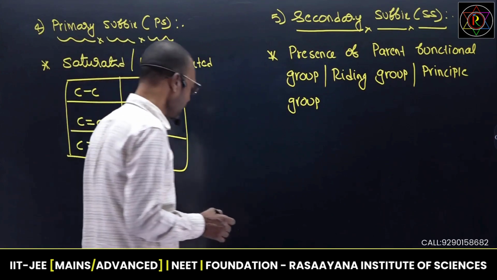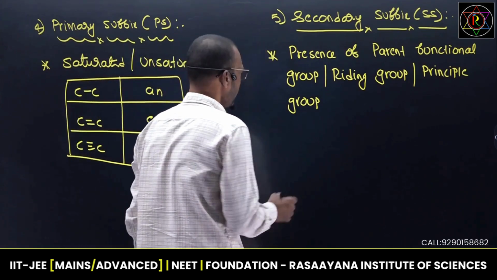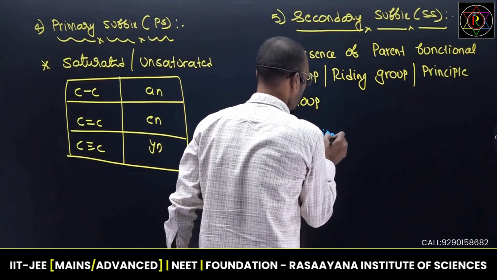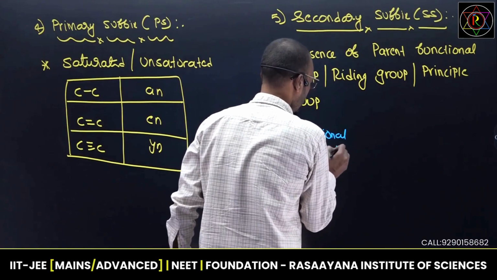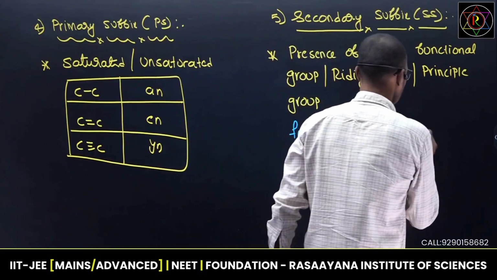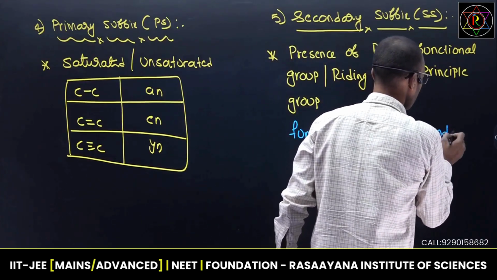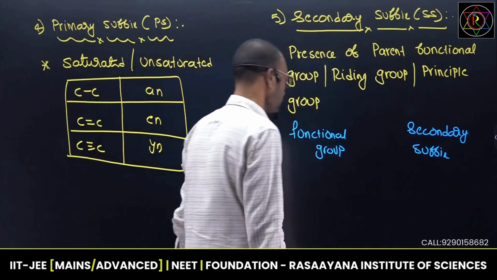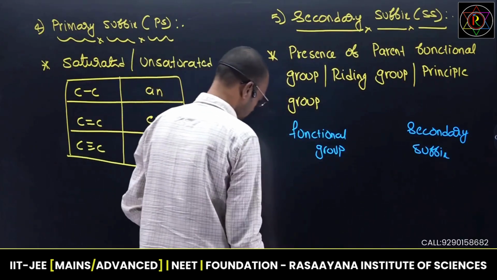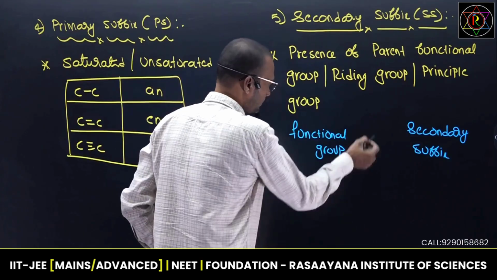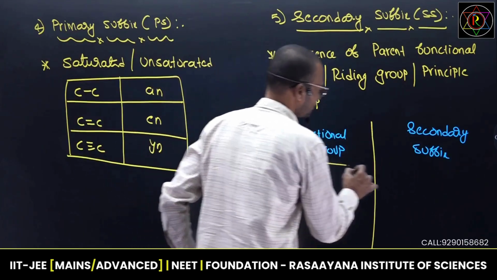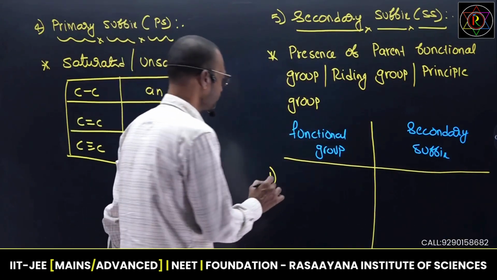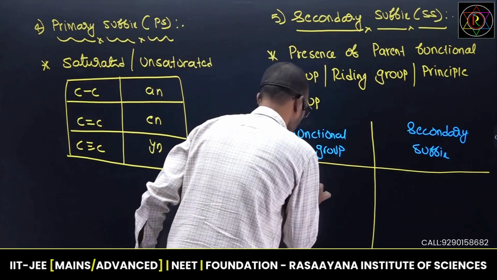Now I am writing 2 columns, just concentrate. Here I am writing functional group, and here I am writing secondary suffix. Functional group and secondary suffix, 2 columns I am maintaining. So try to remember this, how to write. First I am writing a very, very important one, hydrocarbon. What is the meaning of hydrocarbon?